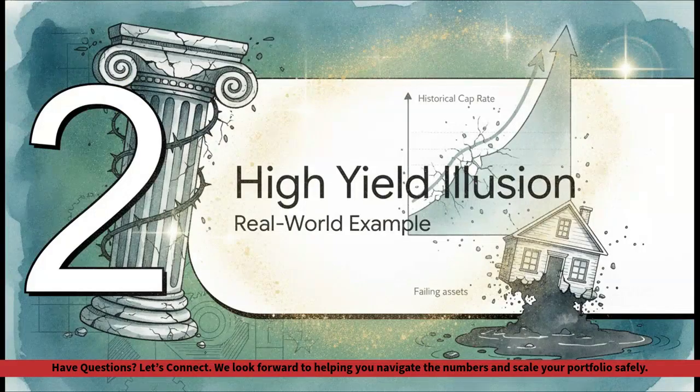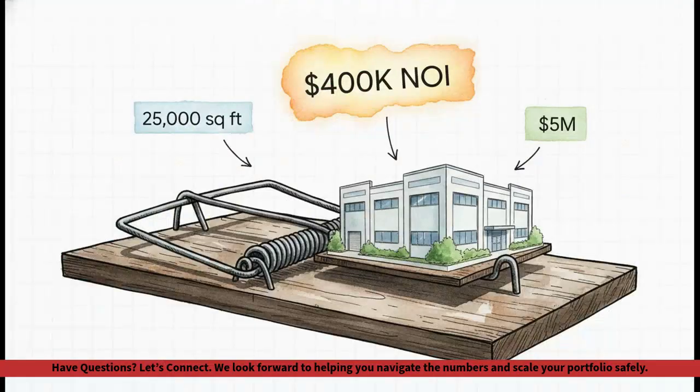Section 2. The high yield illusion. And this brilliantly illustrates why we really need to move past the theory and look at a real-world scenario. Let's lay out the bait. Imagine our hypothetical investor finds a typical multi-tenant light industrial warehouse. It's 25,000 square feet, listed at a $5 million purchase price.